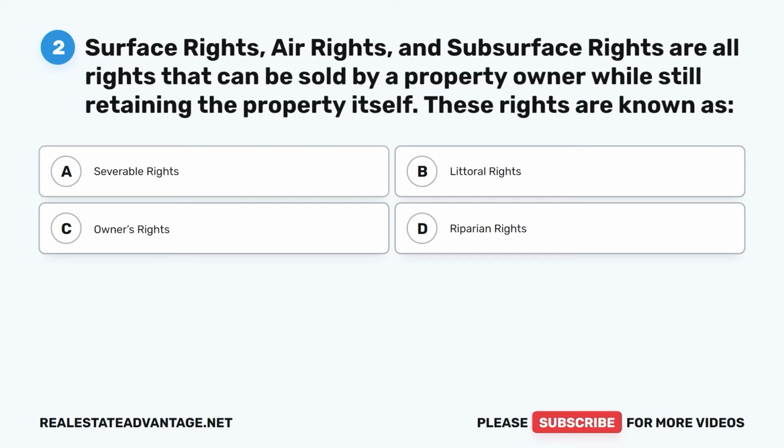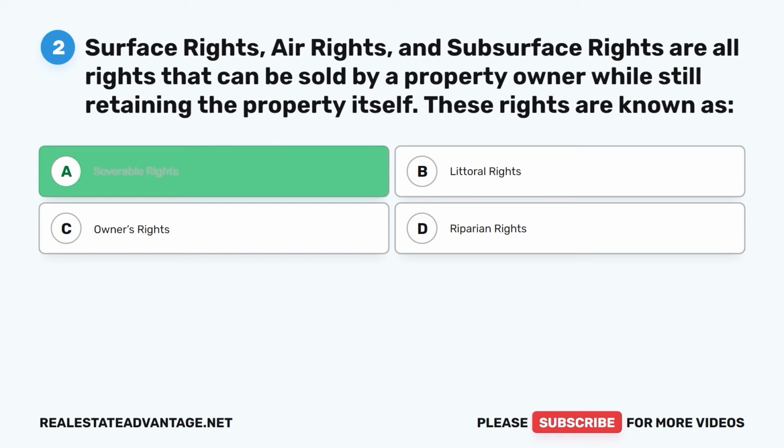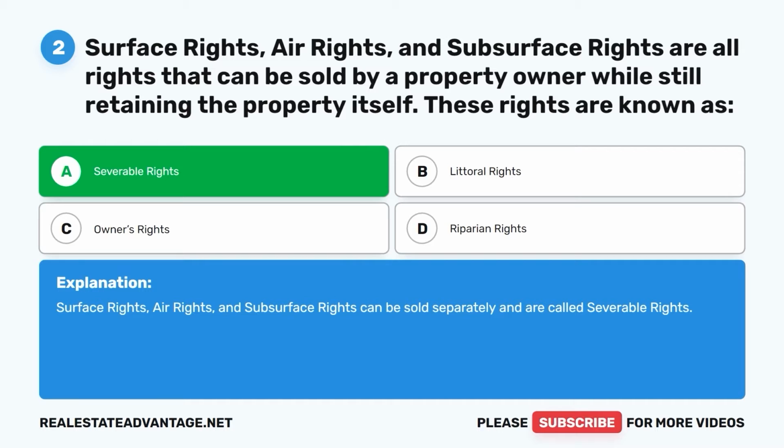Question 2. Surface rights, air rights, and subsurface rights are all rights that can be sold by a property owner while still retaining the property itself. These rights are known as A. Severable rights, B. Literal rights, C. Owner's rights, D. Riparian rights. The correct answer is A. Severable rights. Surface rights, air rights, and subsurface rights can be sold separately and are called severable rights.